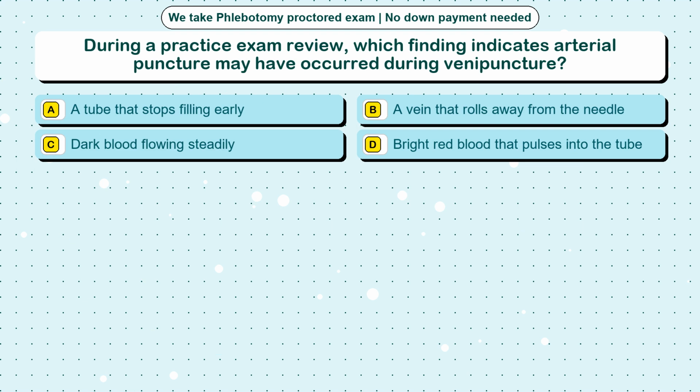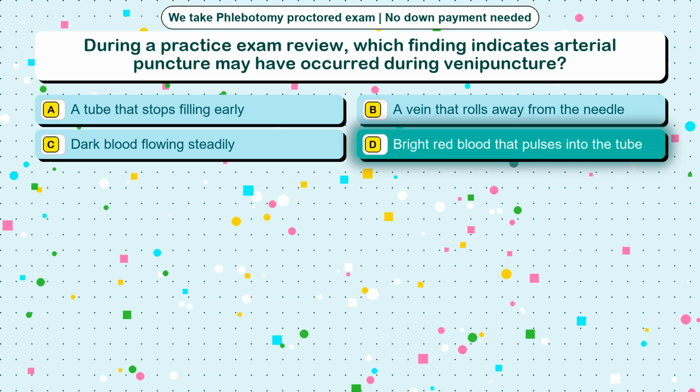Question 22. During a practice exam review, which finding indicates arterial puncture may have occurred during venipuncture? Option A. A tube that stops filling early. Option B. A vein that rolls away from the needle. Option C. Dark blood flowing steadily. Option D. Bright red blood that pulses into the tube.